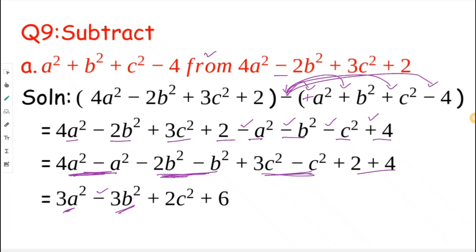Once again, if you look at c square, plus is greater, right? So 3 minus 1, I'll have 2 times c square. 2 plus 4, I'll have 6.